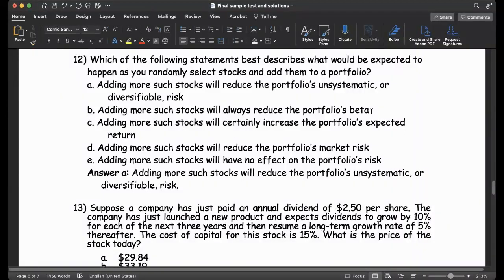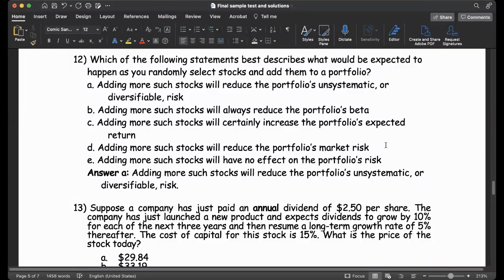Not necessarily. You have to compare the old portfolio beta with the new stock added. The beta of the portfolio can go up or down, depending on the situation. Option C is not correct. Adding more such stocks will certainly increase the portfolio's expected return. Not necessarily. It also depends on the return of the old portfolio and the return of the new stock. The portfolio return can go up or down depending on the situation. Option D is not correct.